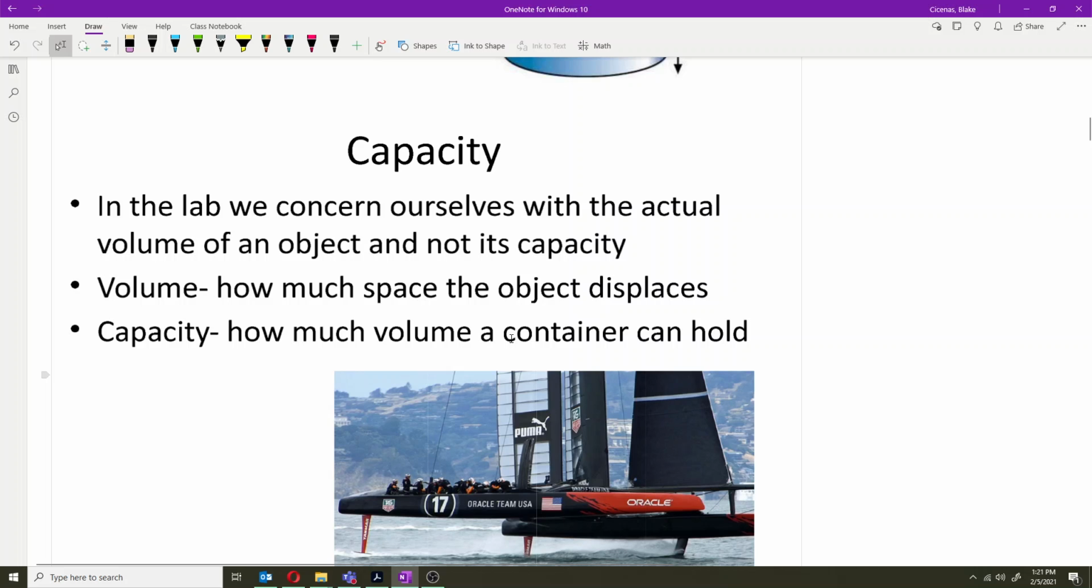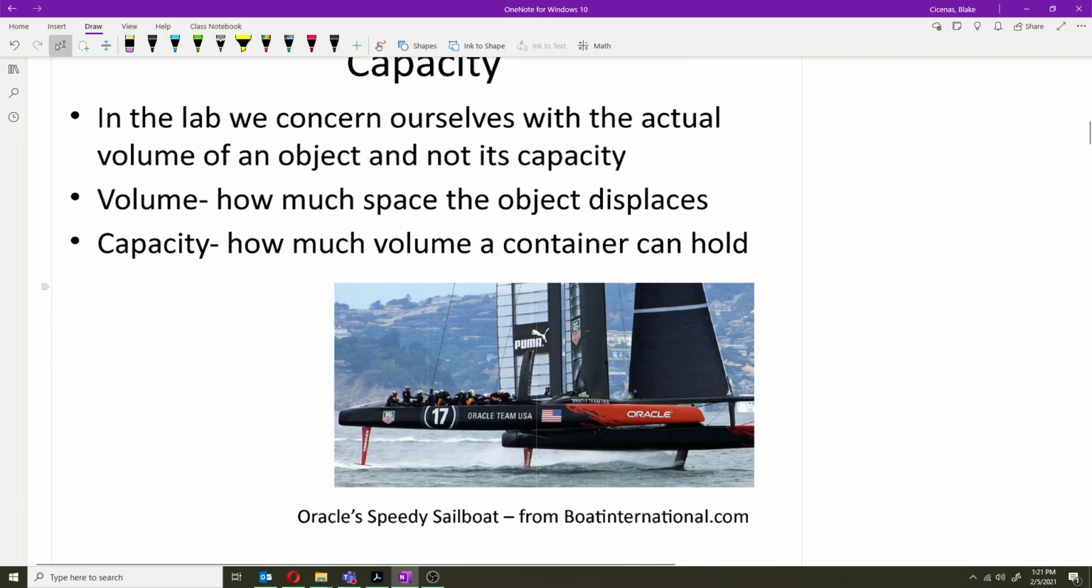Capacity. In the lab, we concern ourselves with the actual volume of the object and not its actual capacity. The volume is how much space the object displaces, and the capacity is how much volume, say, a container could hold. So this is Oracle's super fast, speedy sailboat that they built for a sailing race. The volume would be like, let's say we take this whole thing, dunk it underwater, find out how much the water level rises, and as long as we're in some sort of massive graduated cylinder, we could find out the volume. The capacity is more concerned about how much weight and how many people we can throw on top of this sailboat. I put a picture of this sailboat because it's particularly awesome.